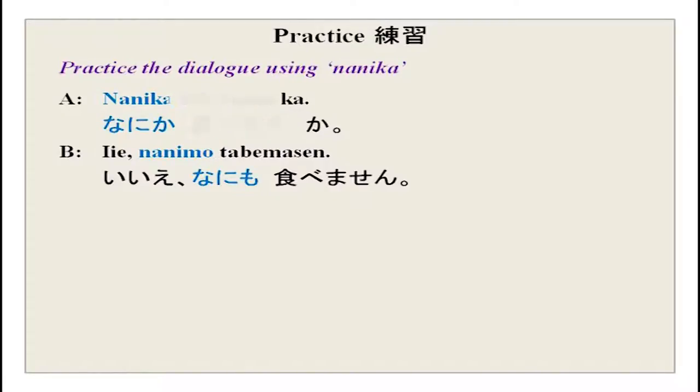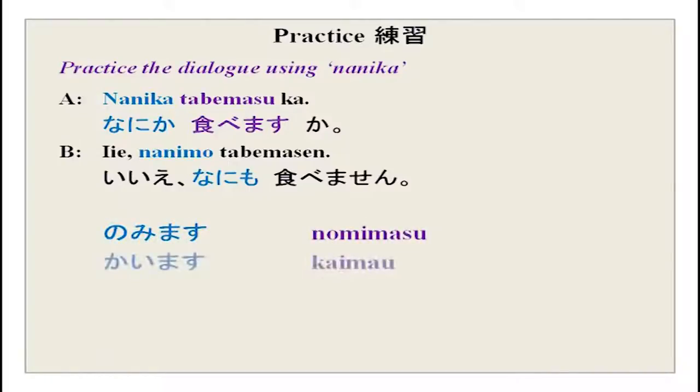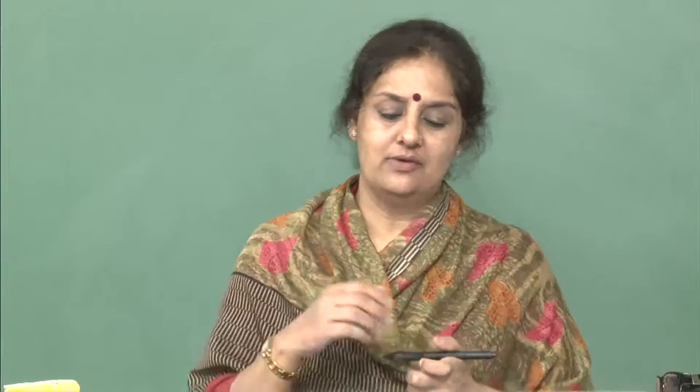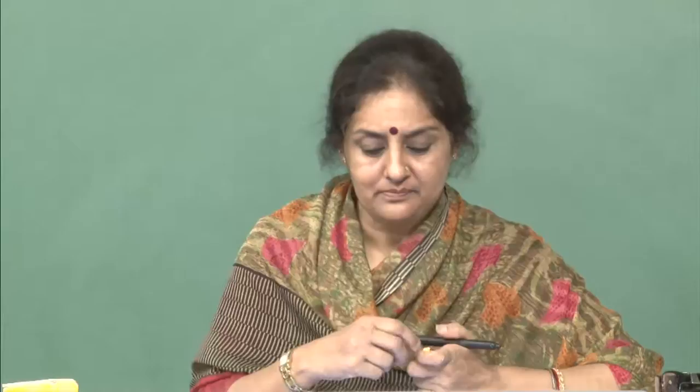Over here, we can practice 何か食べますか? いいえ、何も食べません. Over here, you can replace 食べます with 飲みます、買います、食べましょう、飲みましょう、買いましょう. So, you can replace it with any of these over here. For example, 何か食べますか? いいえ、何も食べません。何か飲みますか? いいえ、何も飲みません。So, you can try to give these examples. You can try to practice this with your partner.